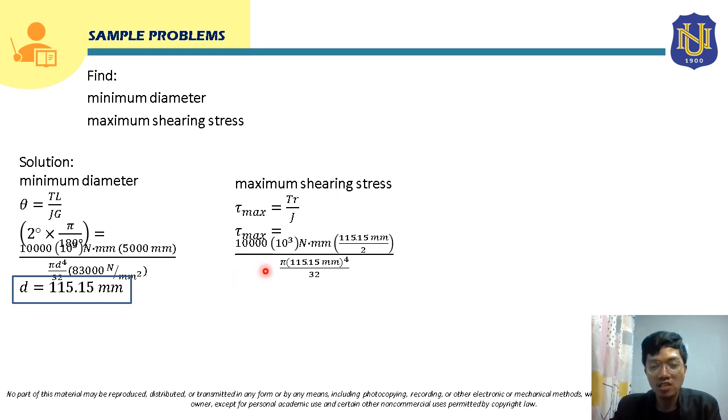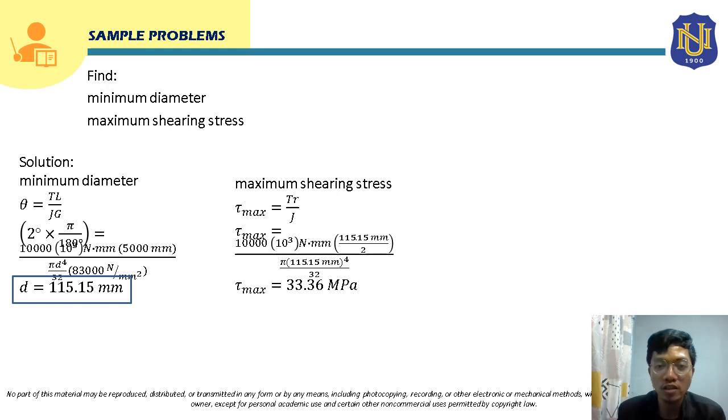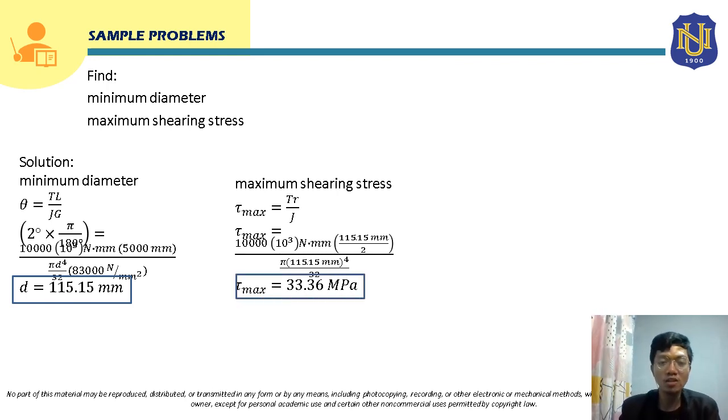So let's just substitute the values here. For T, that is 10,000 times 10 cubed to make it Newton millimeter, times the radius. The radius, class, is half of the diameter, over our J. Our J here, class, is pi d to the fourth, which is 115.15 millimeter to the fourth over 32. So solving for the maximum shearing stress, this will be 33.36 Newton per millimeter squared or megapascal. So this will now be the answer for this problem.